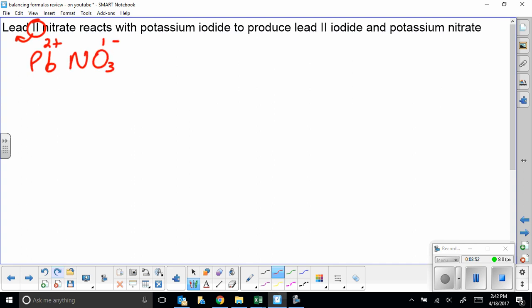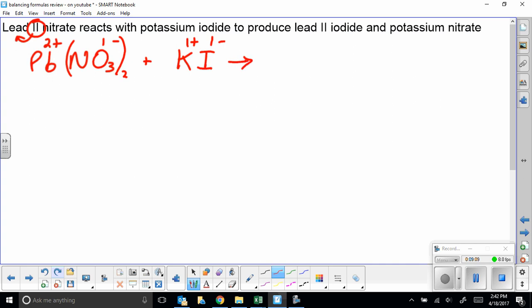That's a polyatomic ion that I'll give you. You need to crisscross. You need parentheses there, and put a 2. And then it reacts with, that's a plus sign, potassium iodide. That's K, and that's I. That's a 1+, and that's a 1-, so I don't crisscross.